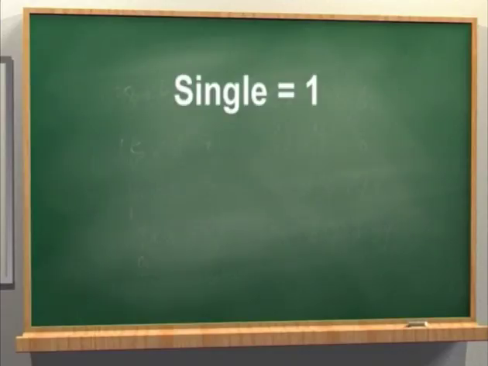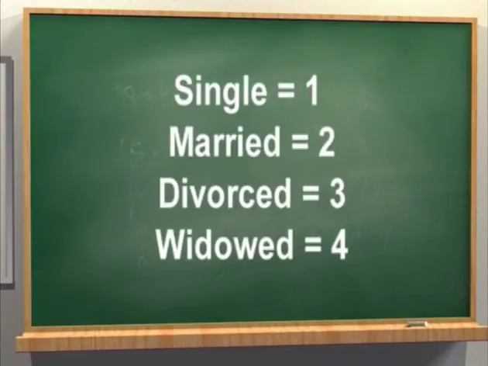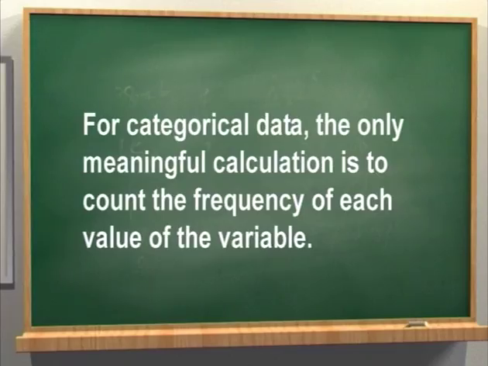For example, responses to questions about marital status can be coded as single is equal to 1, married is equal to 2, divorced is equal to 3, widowed is equal to 4. Because the numbers are arbitrary, arithmetic operations do not make any sense. It is absurd to say widowed divided by 2 is equal to married. For categorical data, the only meaningful calculation is to count the frequency of each value of the variable.